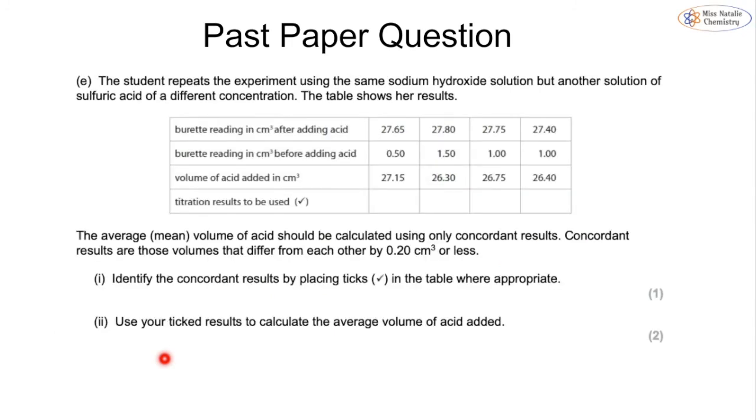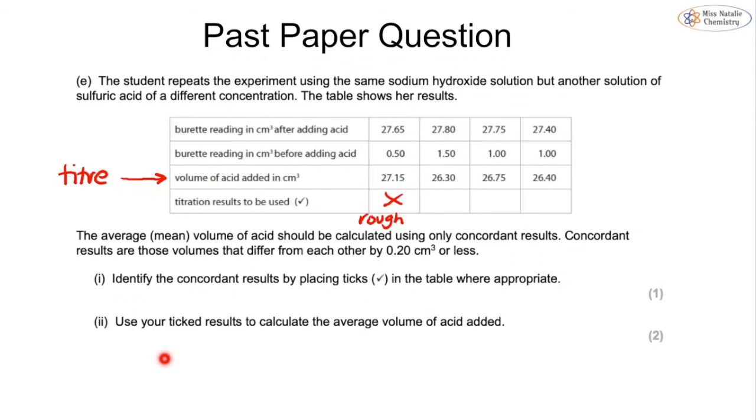The student then repeats the experiment using the same sodium hydroxide but another solution of sulfuric acid of a different concentration. And we've got a table of results here. The one that we are interested in is this volume of acid here. These are our titre volumes. And we want to determine which ones we are going to use in our calculation, or which ones we can find the average of. Now, as I said, we never ever use the first column. This is always the rough titration, so we completely ignore that.